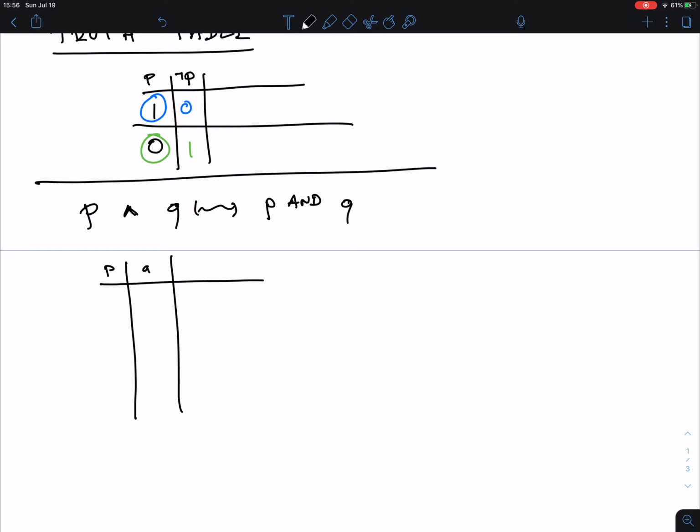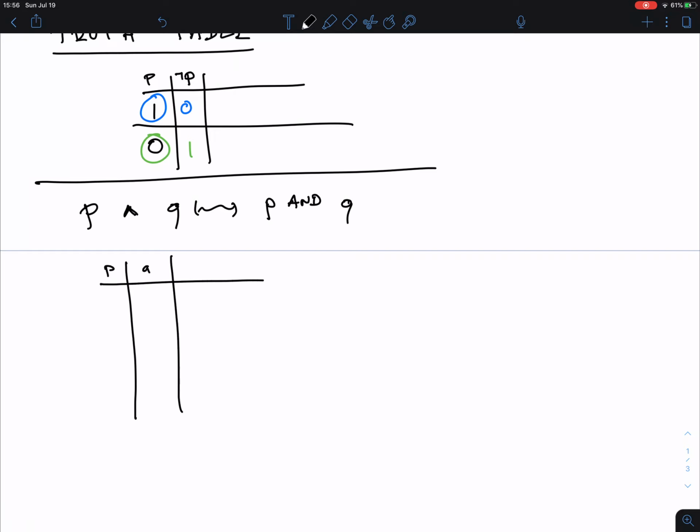So if P is the sun shines, and say Q is, let's make it something else, it is Sunday. What does P and Q mean? That means the sun is shining and it is Sunday. So for instance, if it's Saturday, that would be false, right? Or if it's Sunday night, it would also be false. As I said, the sun shining has nothing to do with it being Sunday. So P and Q are independent.